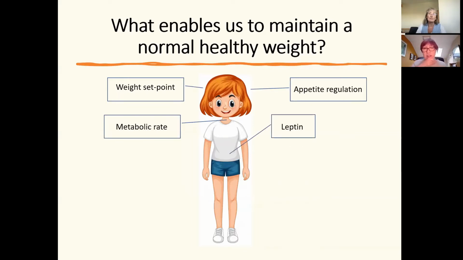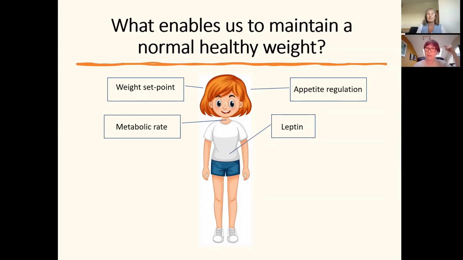And the fourth thing here is another hormone called leptin. Now, leptin is produced by the fat cells around your abdomen. So it's a proportional thing. The more fat cells you've got, the more leptin you'll make. This leptin will circulate around in your blood and pass through your brain. And this is how your brain knows whether you're carrying too much fat or not.